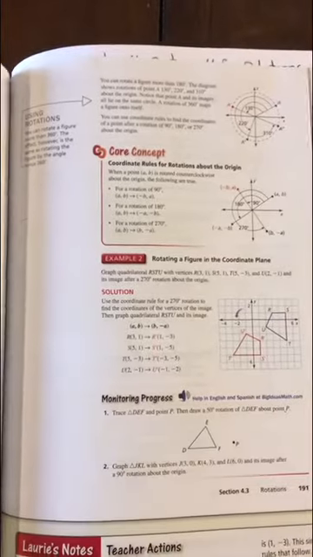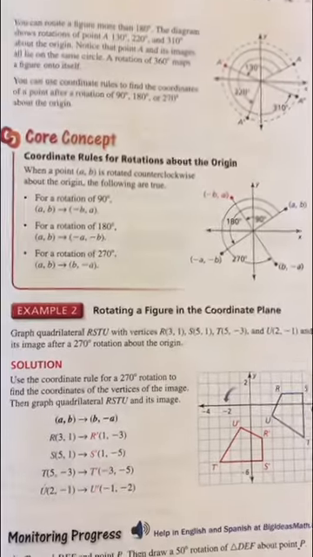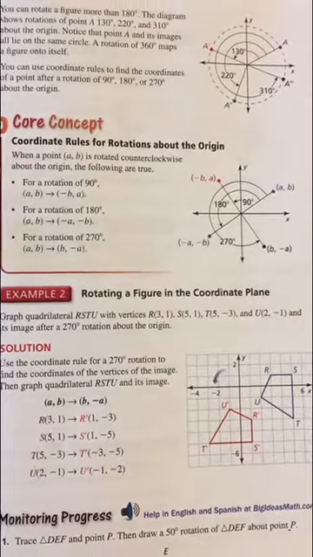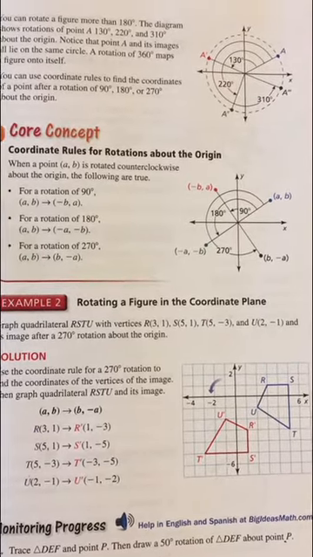We're rotating shapes. Now, what you'll notice here is that we have this core concept block on page 191 that pretty much sums up what we're trying to do. If you will notice, these are the big three rules. We're only going to rotate 90 degrees, 180, and 270 degrees.